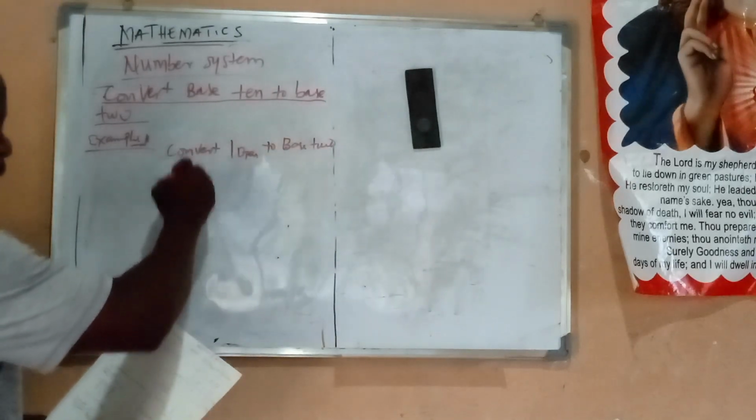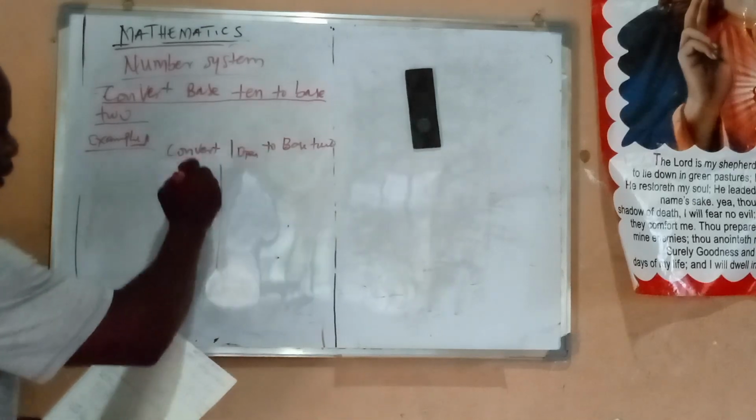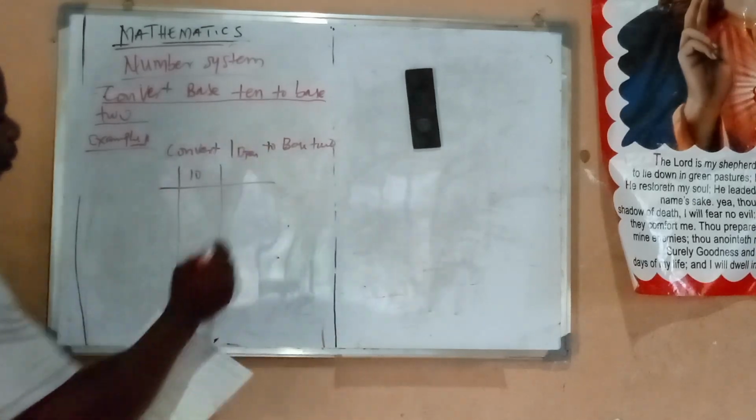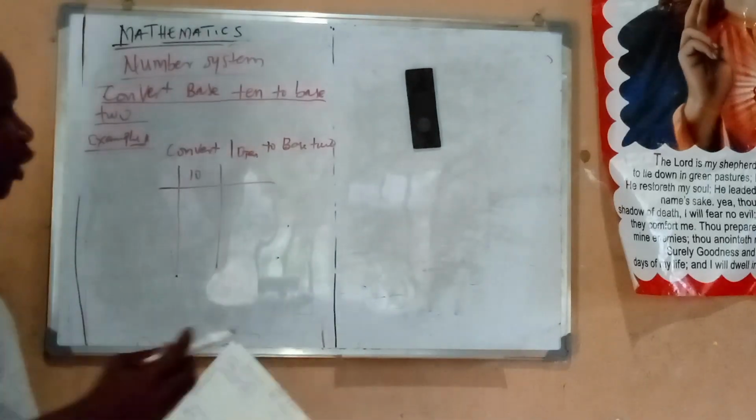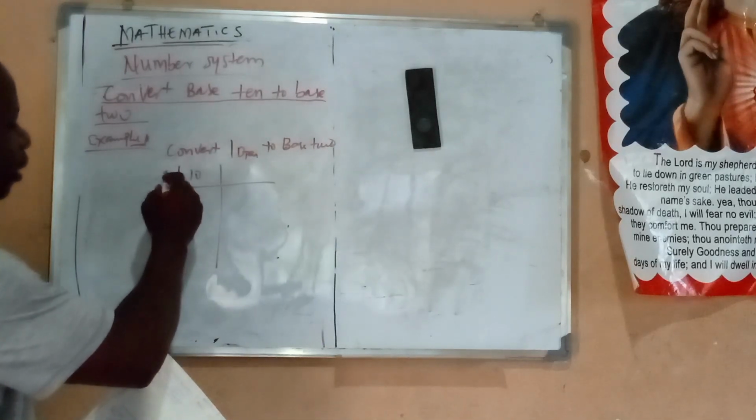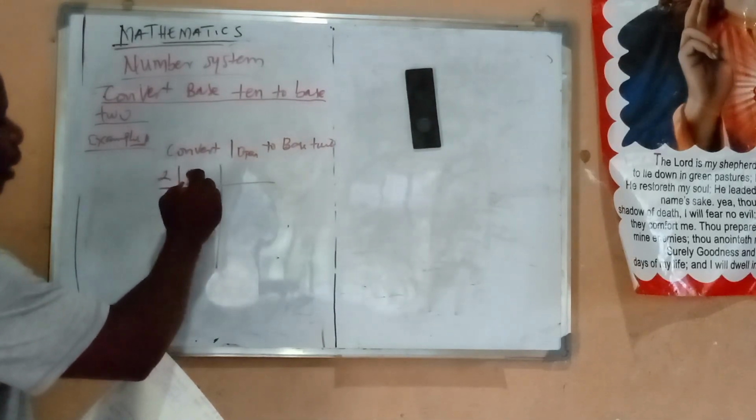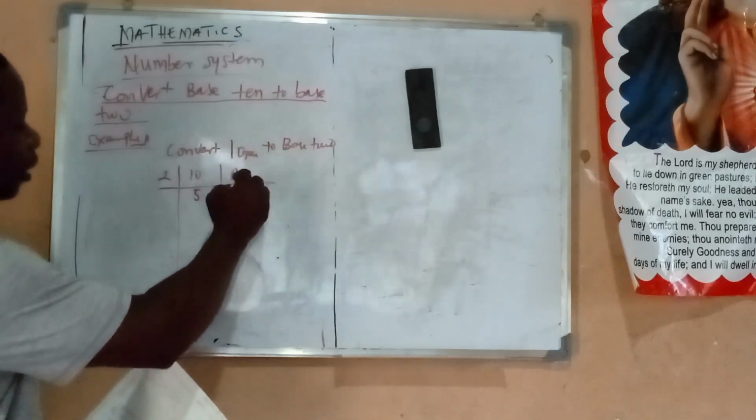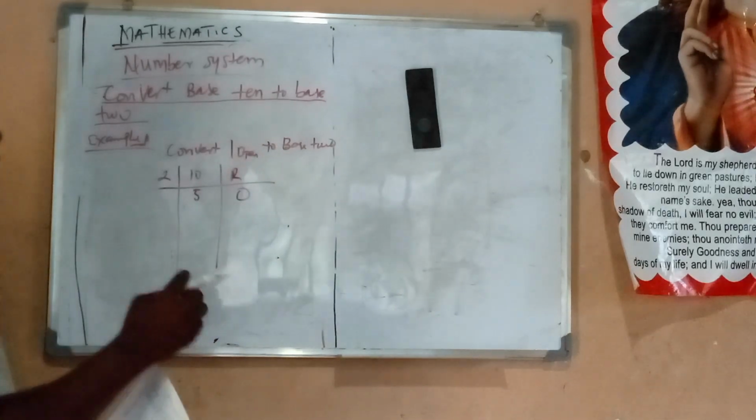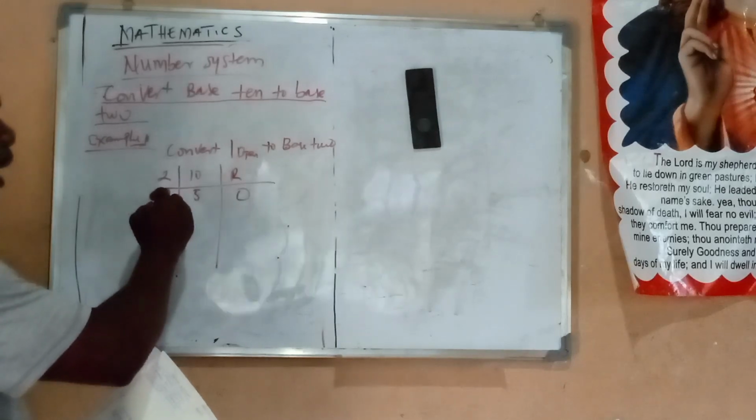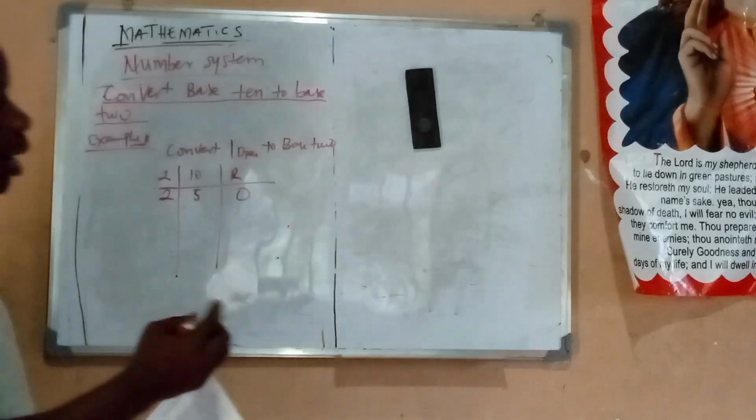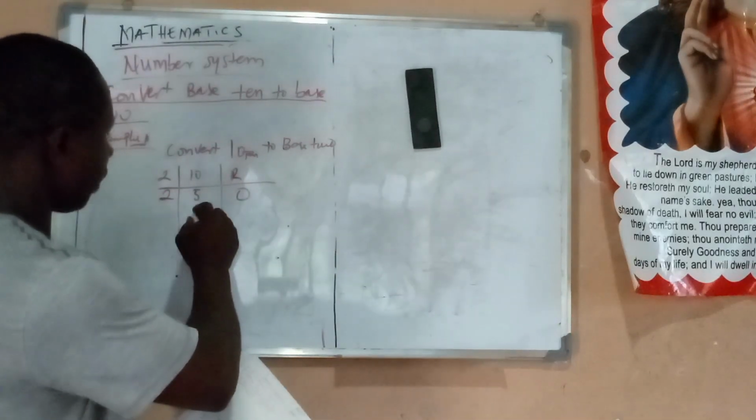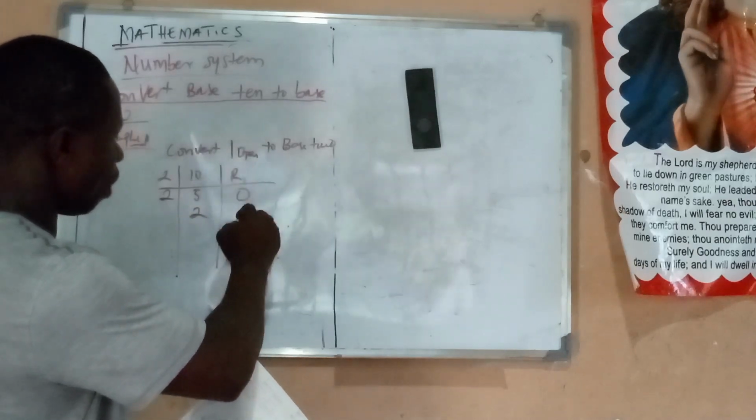We draw a line, write the number which we want to convert. Remember, we want to convert to base 2, so we put it here. How many 2 are there in 10? We have here 5, remainder 0. Nothing remains. You put 2 here. How many 2 go into 5? We have here 2, remainder 1.